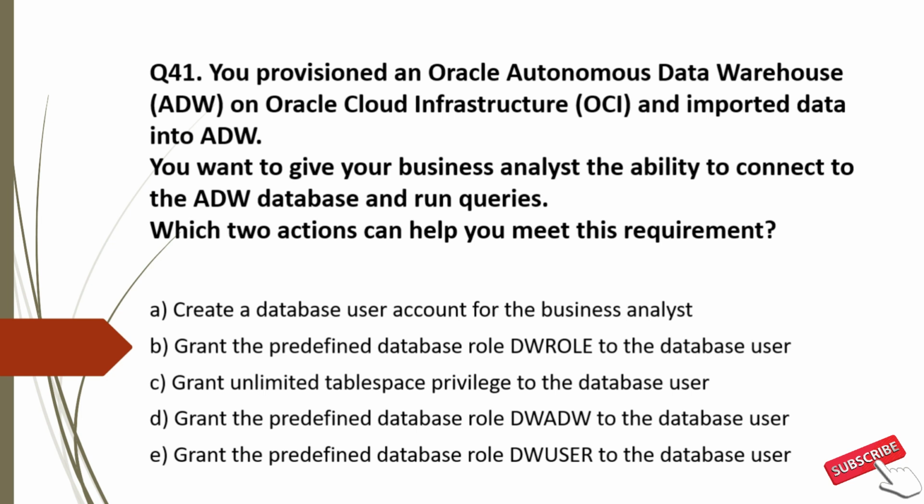Option A. Create a database user account for the business analyst. This is correct. This would be the first step. Option B. Grant the predefined database role DW role to the database user. This is also correct. To run queries, you need to grant DW role to the user. Option C. Grant unlimited tablespace privilege to the database user. This is also correct, but this is a higher level of permission. This is needed if the user also needs to upload data when running queries. But that requirement is not stated, and it is always advisable to go with least privilege.